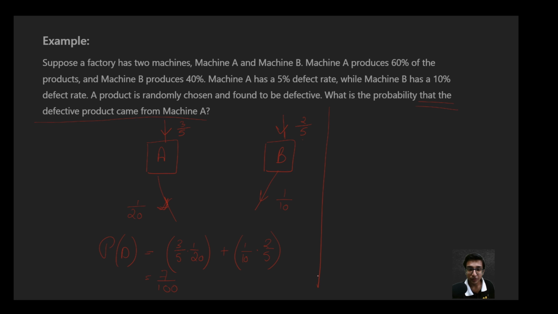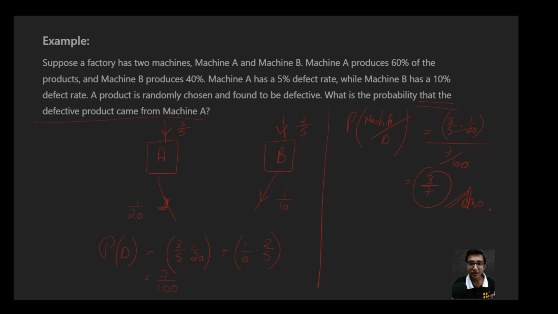Now what have they told us? We have to find out the probability that it came from pathway A. That means simply the probability that it came from machine A, given that the product is defective. What is the formula going to be? 3 by 5 into 1 by 20. This was for me to get into machine A, upon the total probability of getting a defective piece, which is 7 by 100. So from here 100 and 100 get cancelled. So 3 by 7 comes out to be my answer. I hope you are understanding this.